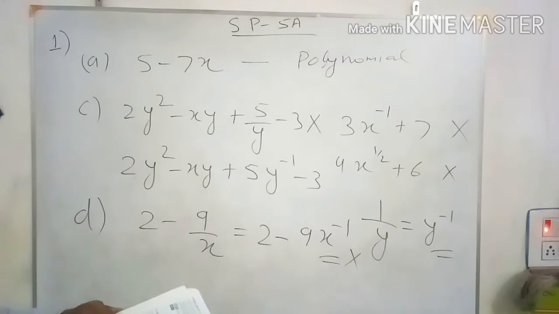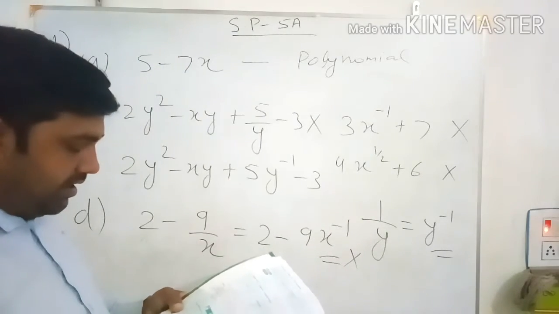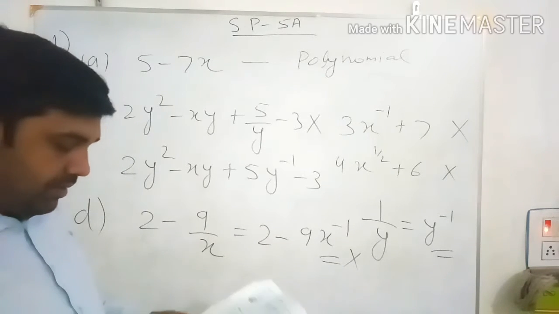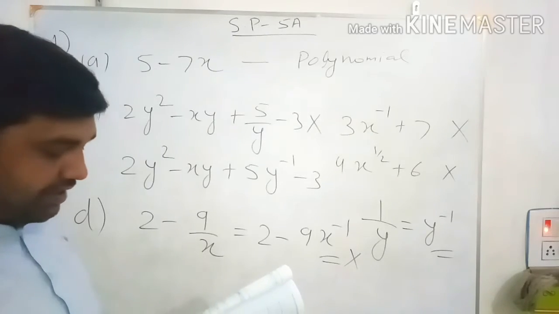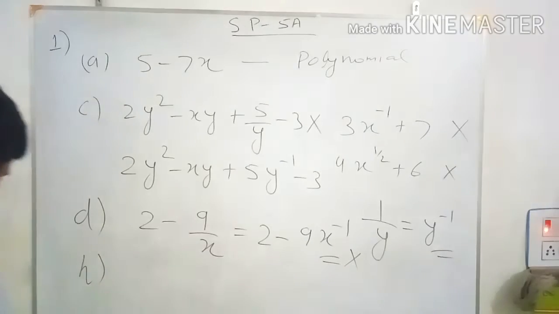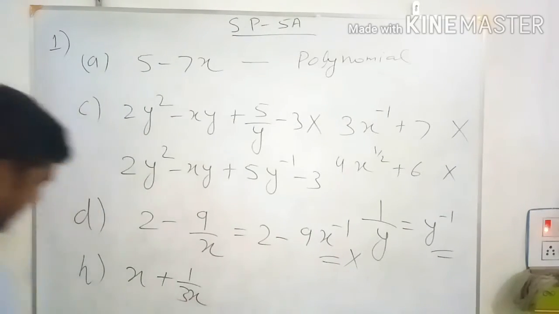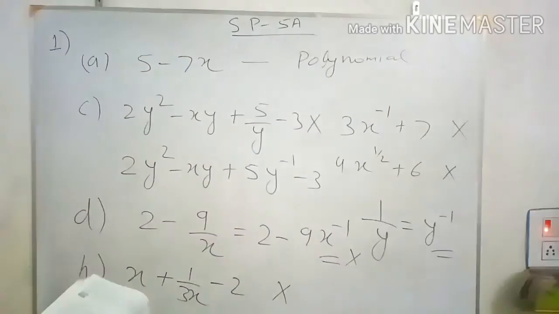Next, E, 8 minus 3x plus 4x square minus 6x cube, is a polynomial. F, 19, is also a polynomial. G, 17z, is also a polynomial. H, x plus 1 by 3x minus 2, is not a polynomial. H is not a polynomial. Okay, so now we move to the next question, question number 2.